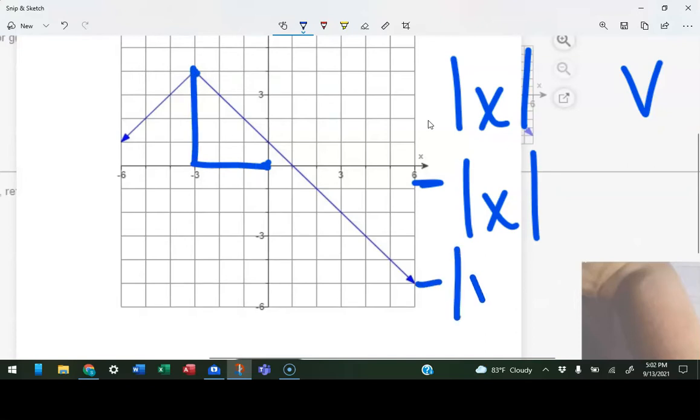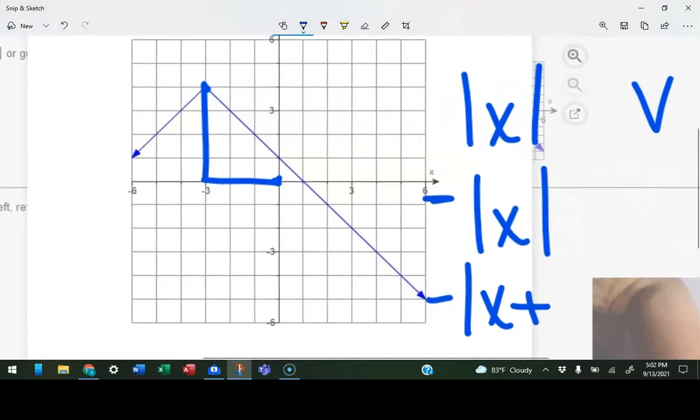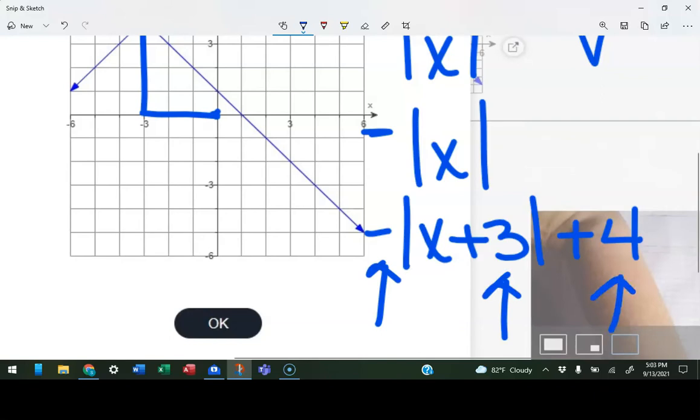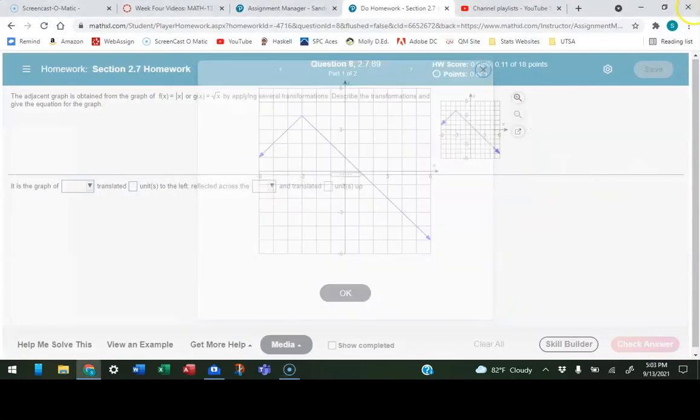So I'll have negative, and then left 3. And then up 4. Okay. Left 3 and up 4. So that's, you have an x-axis reflection. You have a left shift and you have an up shift. So that's what you're looking at.